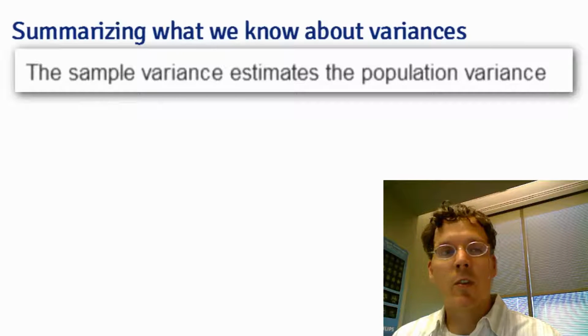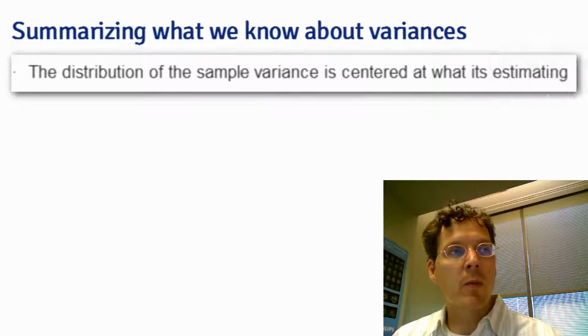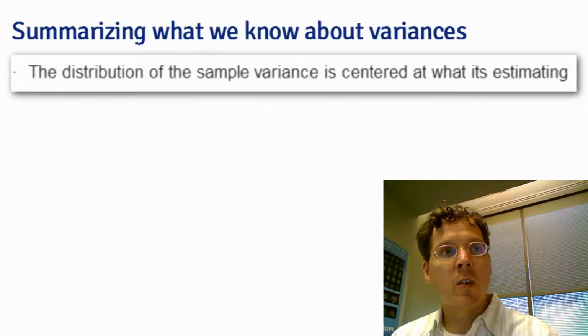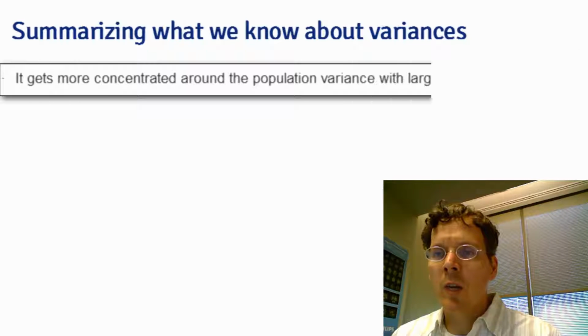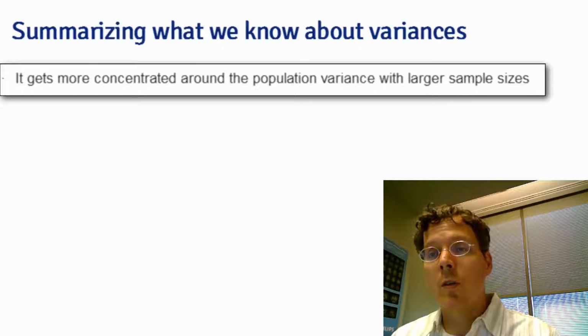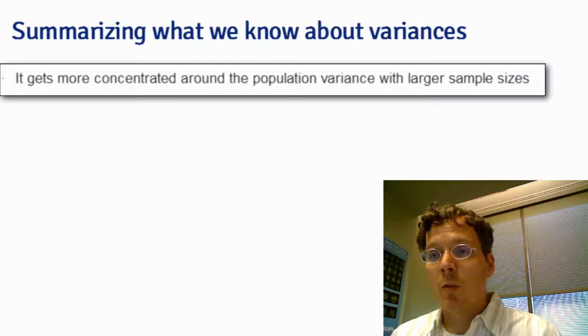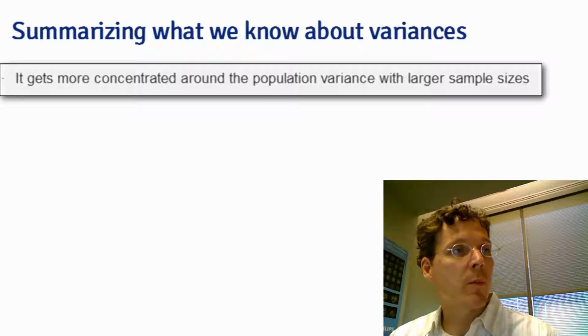The sample variance is an estimate of the population variance. The distribution of the sample variance is centered at what it's estimating. This is a good thing. This means that it is unbiased. And it gets more concentrated about what it's estimating as you collect more data. Again, this is a good thing. This means if we go to the trouble of collecting more data, we get a better estimate, that the distribution of the sample variance is more concentrated about what it's estimating.